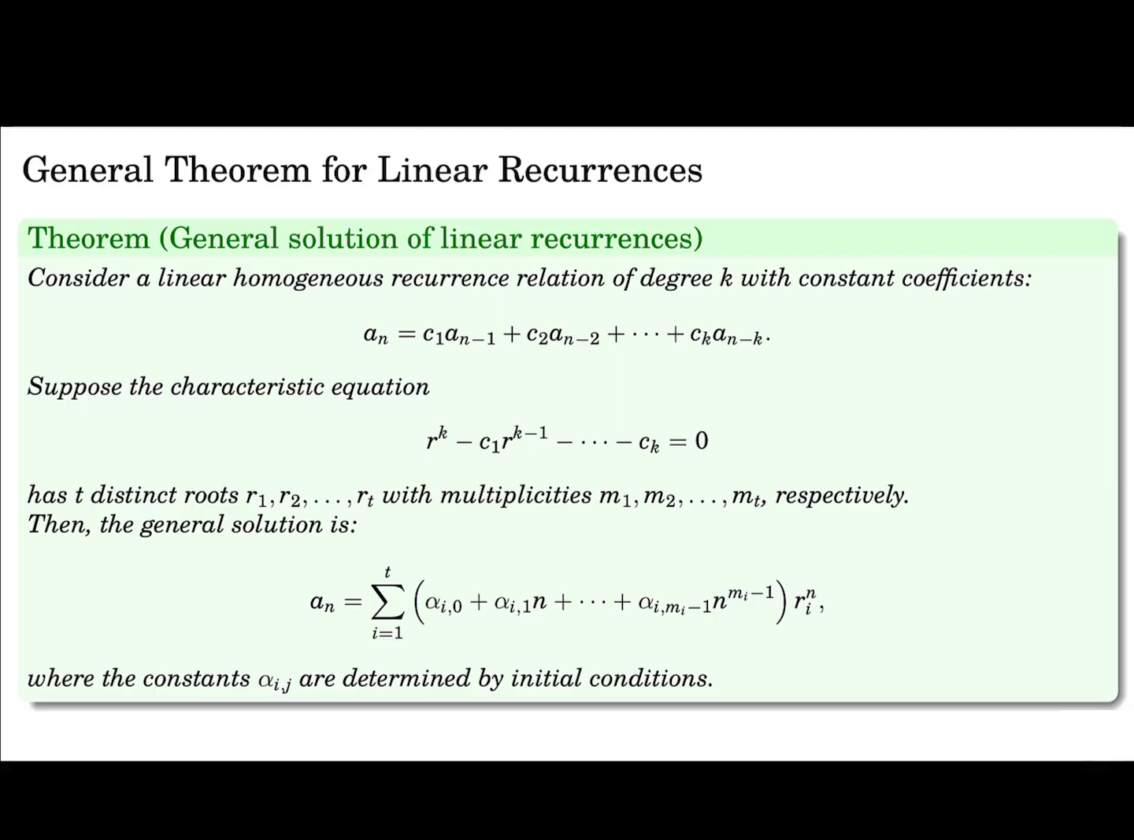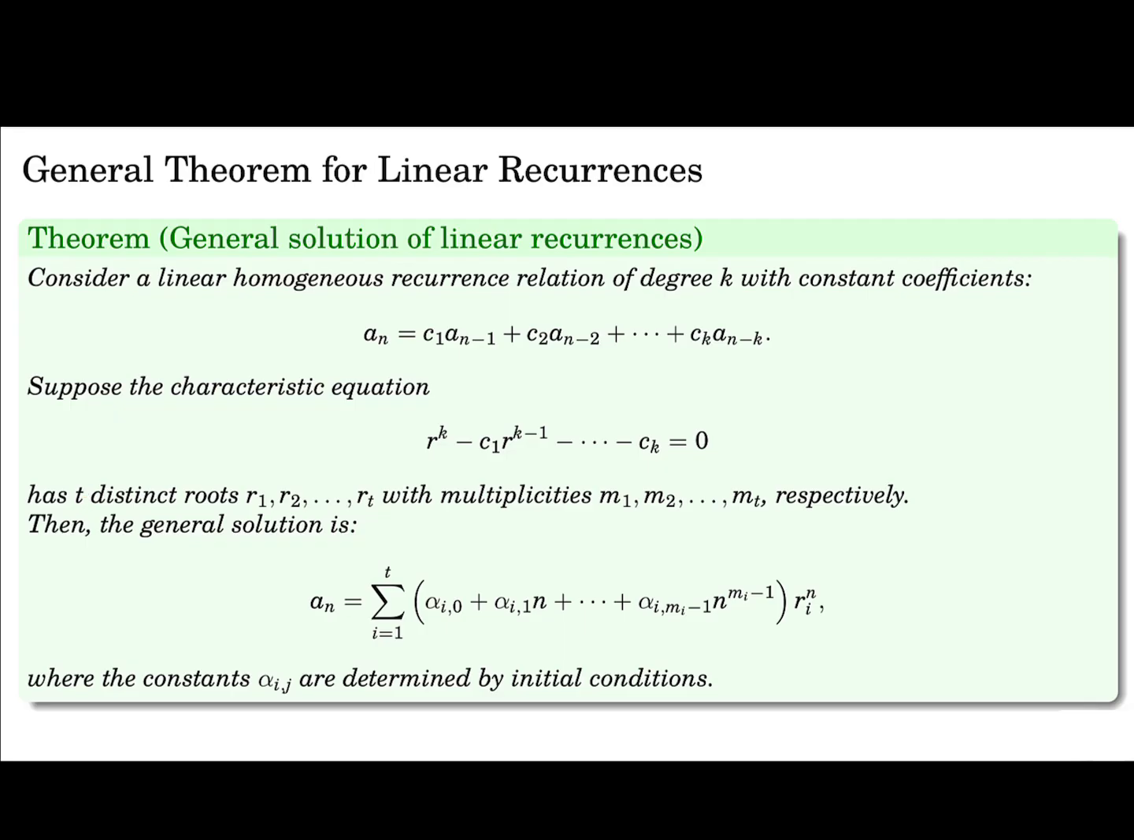So let's say we have a general linear homogeneous recurrence relation of degree k. So it looks like this. An is going to be a combination of C1 times An minus 1, C2 times An minus 2, all the way up to Ck times An minus k. And so the characteristic equation is going to have degree k here, if we assume that the Ck here is different than 0. So it's going to have degree k, and it's going to be written in this form. And this can have, let's say, t distinct roots.